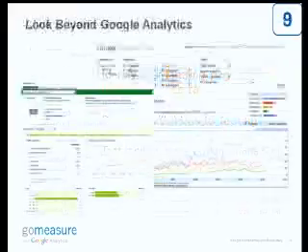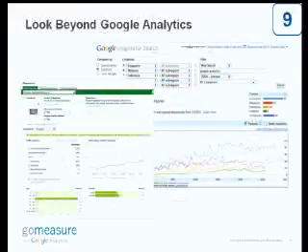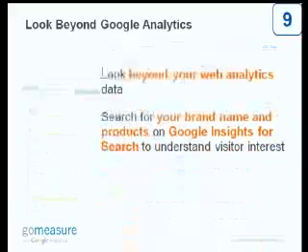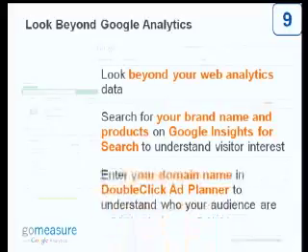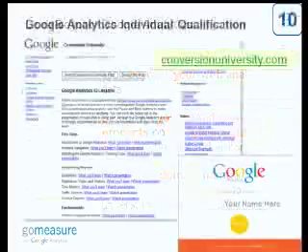Then Nags came on and spoke about looking beyond Google Analytics. So 2 very easy things you can do today, or even tomorrow, is go into Google Insights for Search, throw in all these various brand names or your products, and see how people are searching for them. Go into DoubleClick Ad Planner, throw in your domain name or your competitor's domain name, and see what sort of visitors they have and what they're interested in.